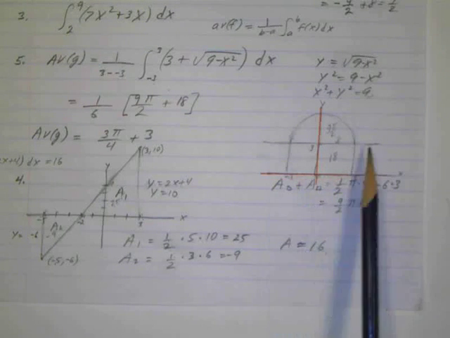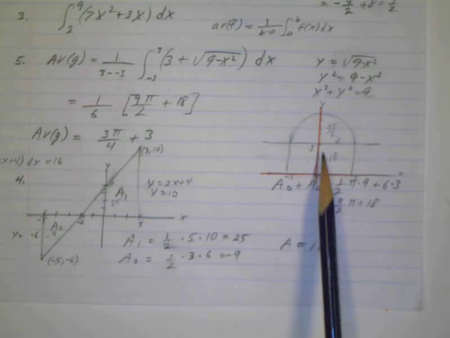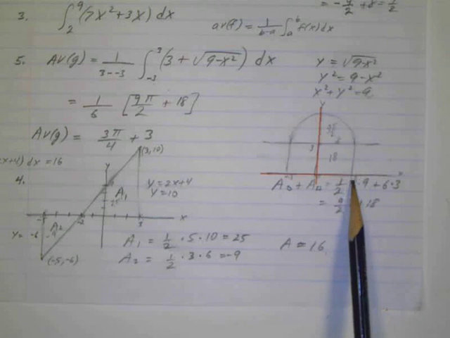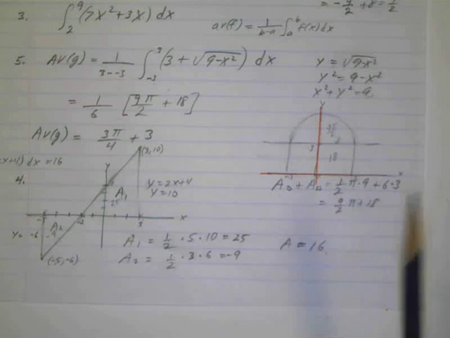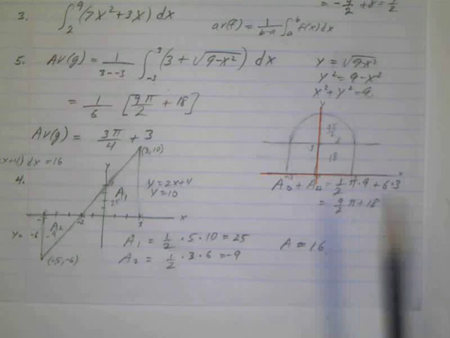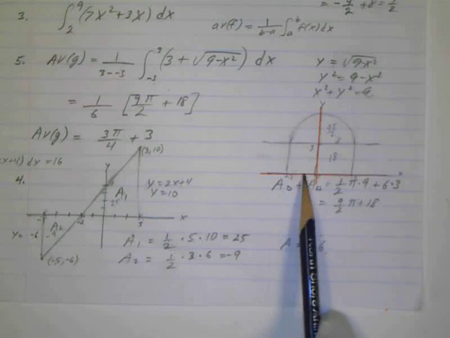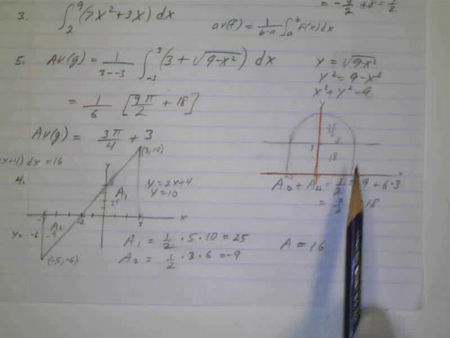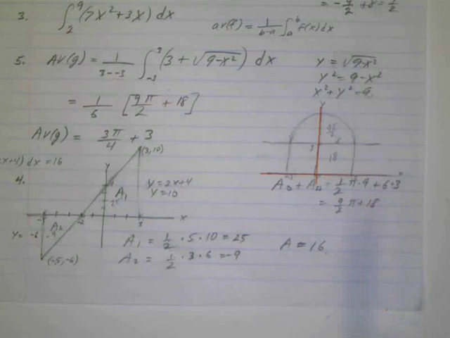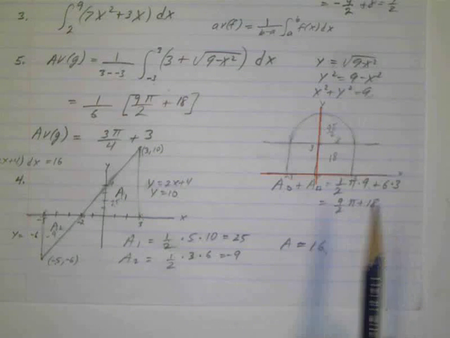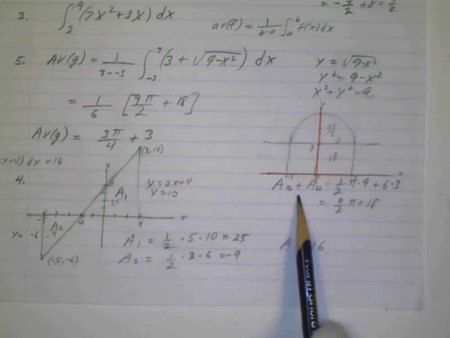Now the area of this rectangle: since this is shifted up 3, the height of this rectangle will be 3, and the base will be from negative 3 to positive 3, 1, 2, 3, 4, 5, 6. So this is going to be a 6 by 3 rectangle. The area of the rectangle is 6 by 3, which is just 18. So this is the area of the semicircle and the area of the rectangle, so I add these up.